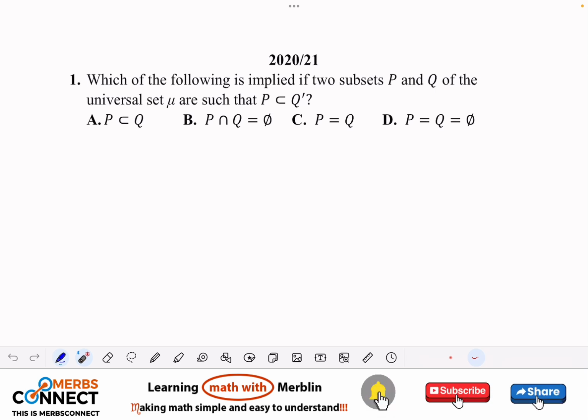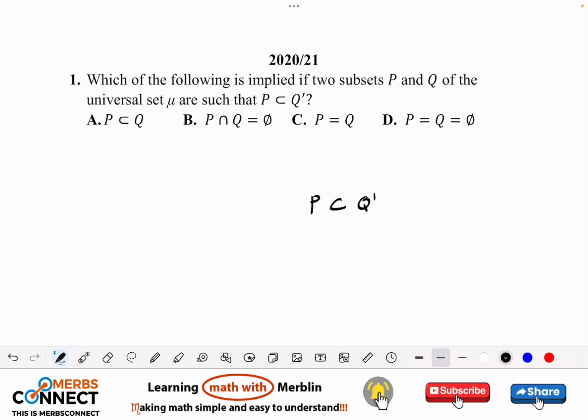So now let's jump right in and see what we can do with this question. We have set P and set Q, and the universal set here, and the question is saying that P is in Q prime. For me, I can know the answer here right away, but let me show you how I will know the answer right away.